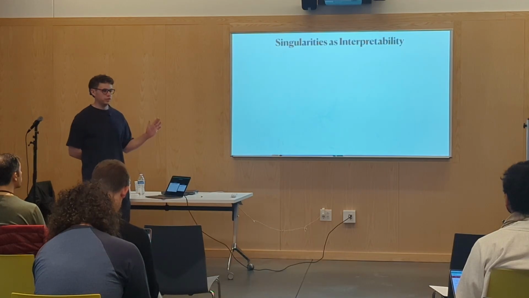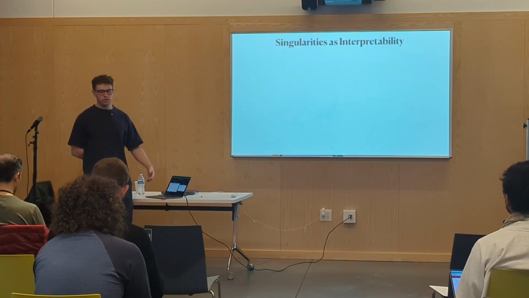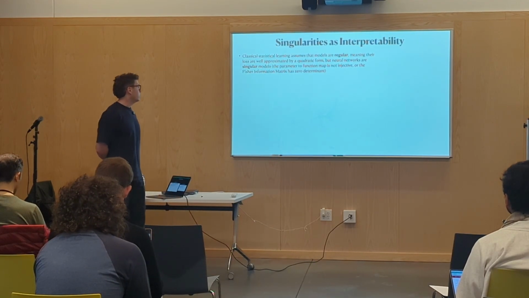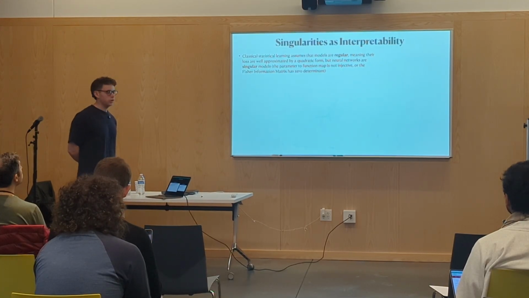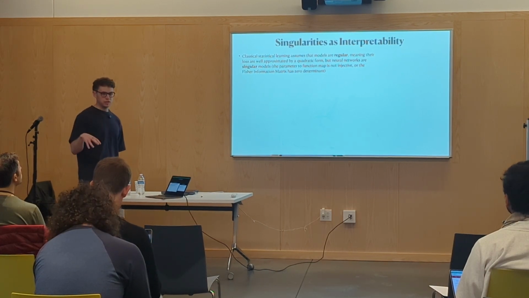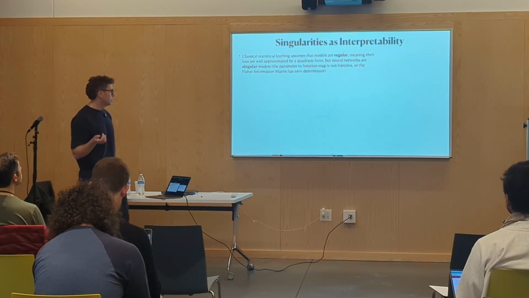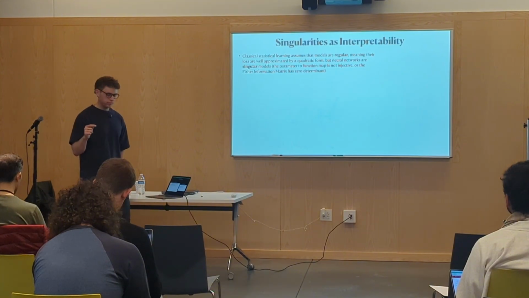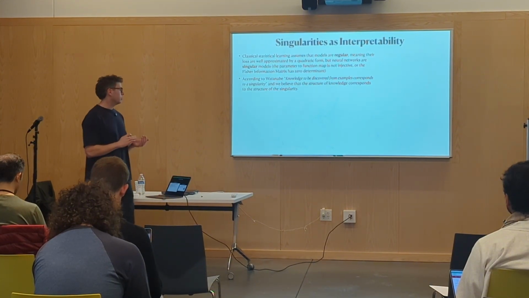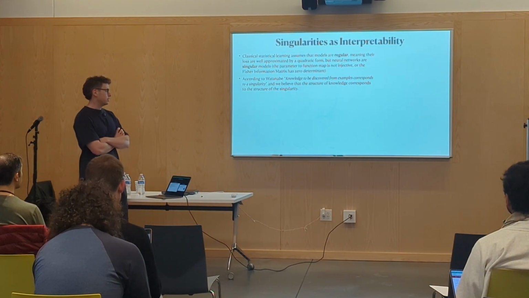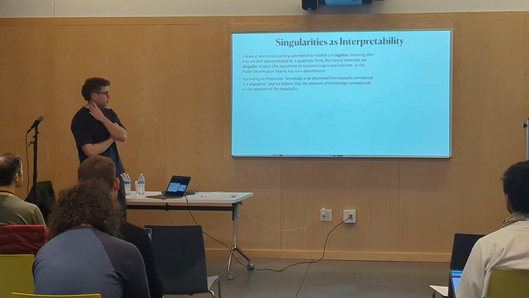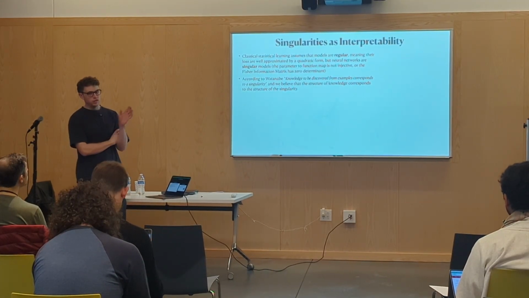So just a quick perspective on why I personally care about singularities. In classical learning theory, models are regular, which means that you can approximate them locally in their loss landscape by a quadratic form. But neural networks are a subclass of models I'm going to call singular, which means that their Fisher information matrix has a zero determinant, and also the parameter to function map is not injective. Now, the famous quote from Watanabe, the founder of SLT, is that knowledge to be discovered from examples corresponds to a singularity. That's quite a mysterious statement.